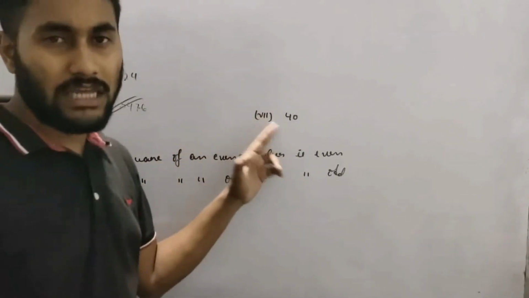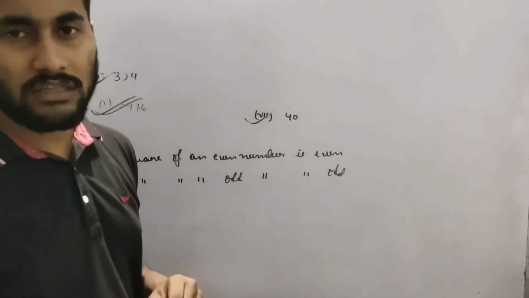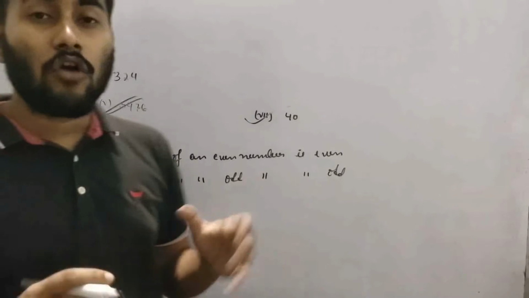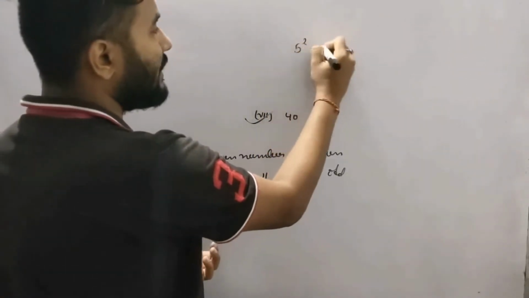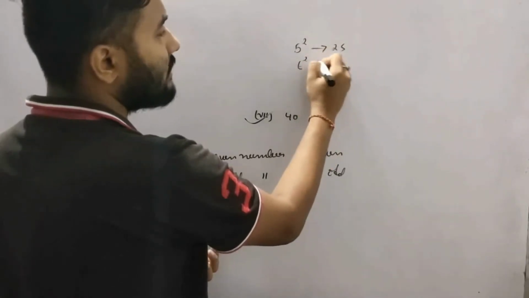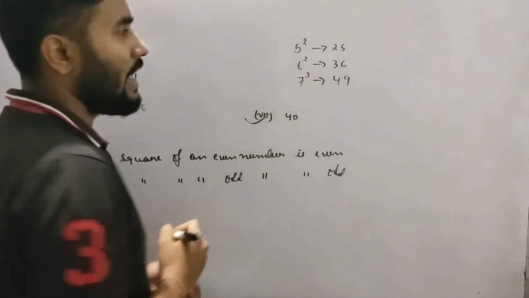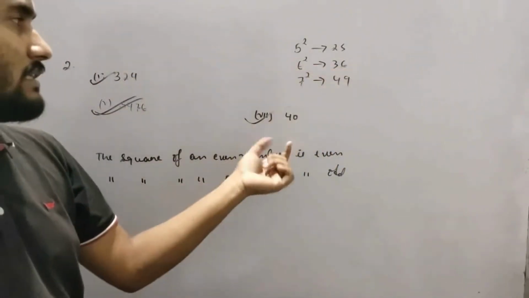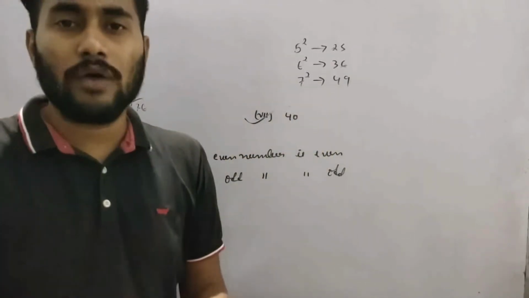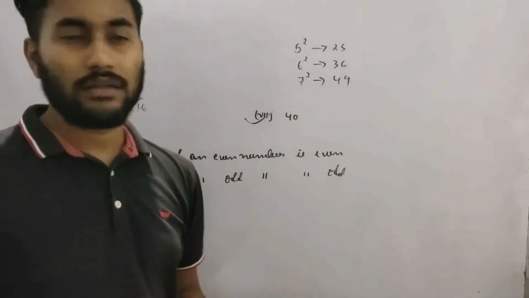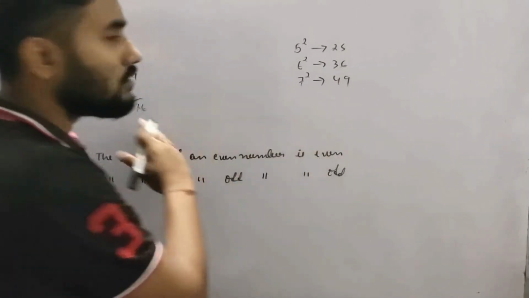Over here I made a mistake in the last video. See what I have done. I said that yes, 40 is an even number, so you take this one as correct. But 40 is whose square? 5 square is 25. 6 square is 36. 7 square is 49. 6 square is 36, 7 square is 49, 40 is not there. 40 is no one's square. So yes, it is an even number, but still this will not be your correct option.